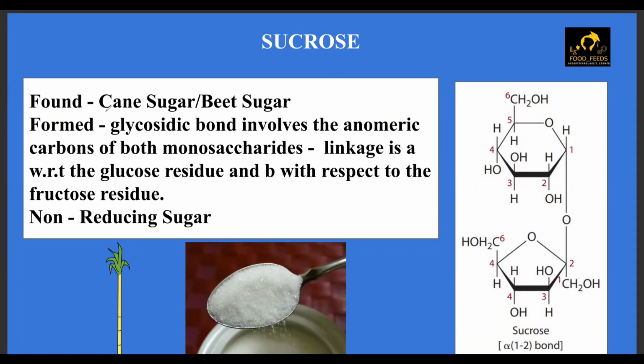Sucrose is also called cane sugar or beet sugar, even table sugar. So this is the natural sweetener used. And the two sugar units here are one fructose and one glucose.